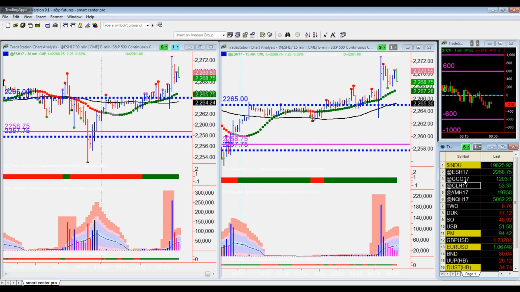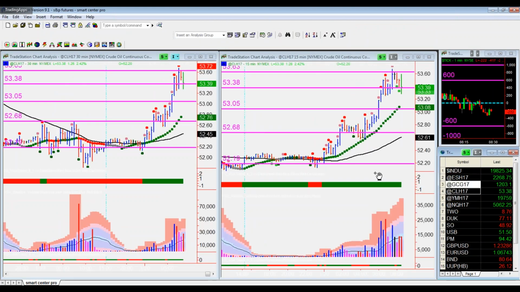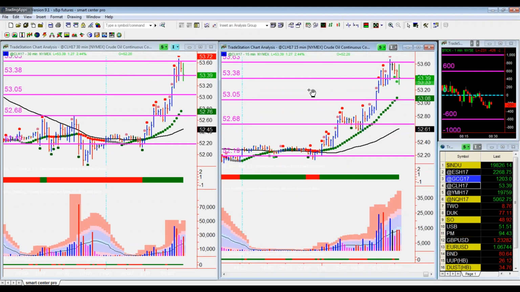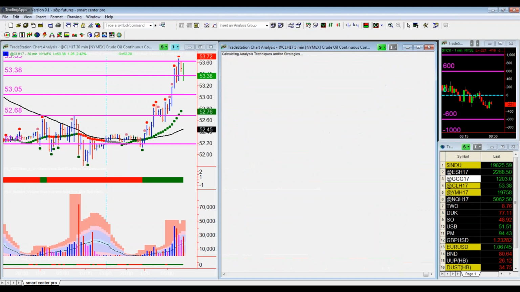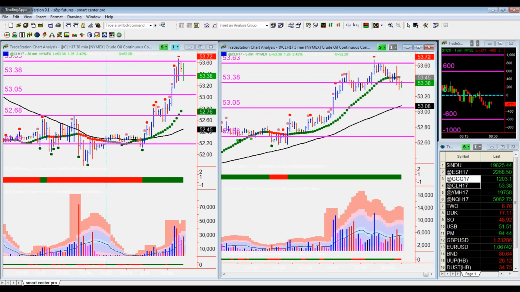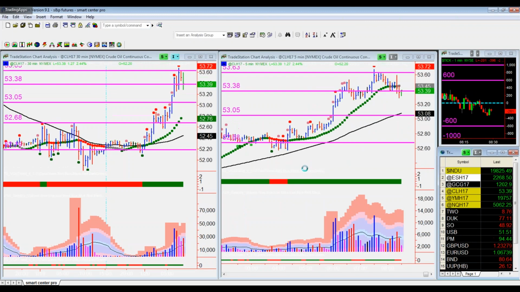That gold came off nice. It seems to be bouncing pretty good at that 1201. Crude light looks like it got pretty volatile, but it never broke that high, or it said it was starting to firm up. But back to gold here.